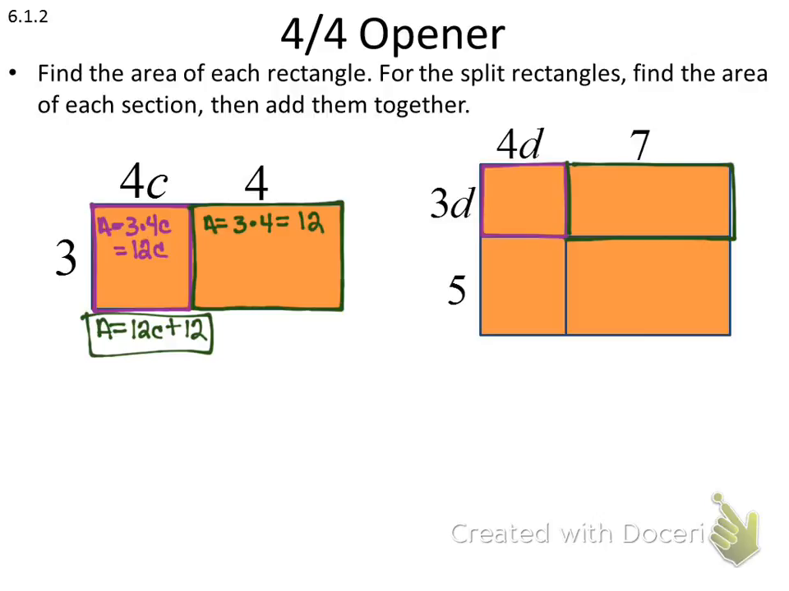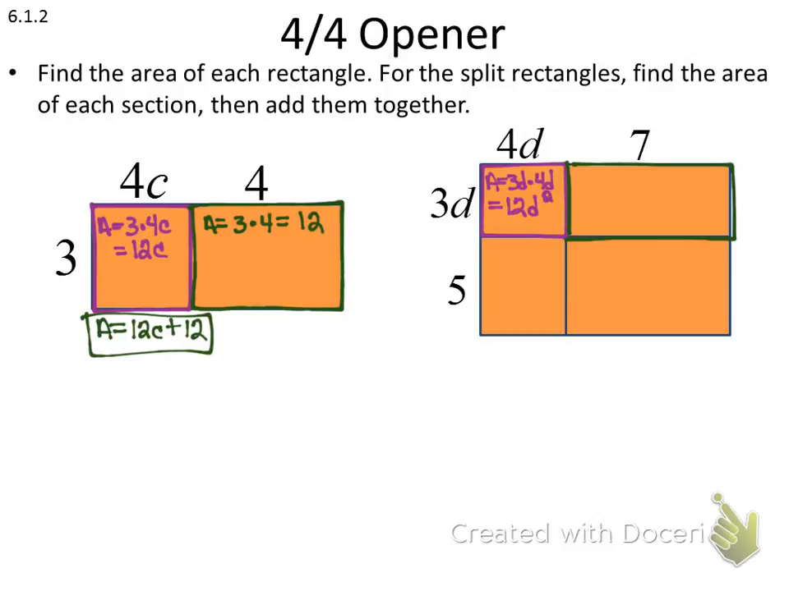So, Zach, what's the area of my first rectangle? How do I find that? A equals 3 times 4, and then you get... That would be incorrect. Wait. Because my height is not just 3, it's 3D times 4D, which equals 12D squared. Perfect.